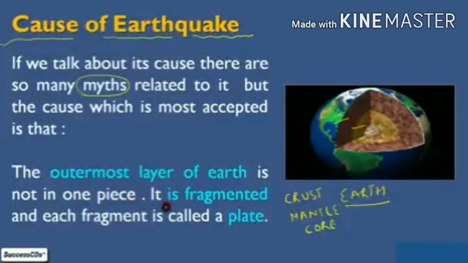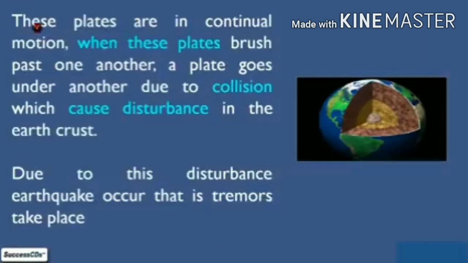So the outer layer of the earth, which is known as crust, is not one piece. It is fragmented. It means the crust is made up of small pieces, and each fragment is called a plate. So, hope you have understood that earth is not in one piece. Its outer layer is made up of many fragments, and each fragment is called a plate.